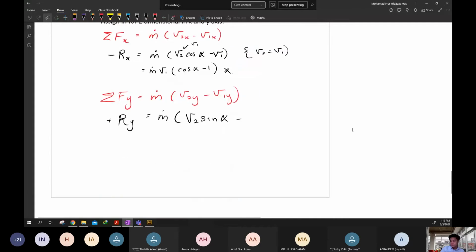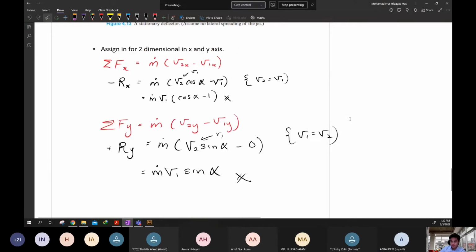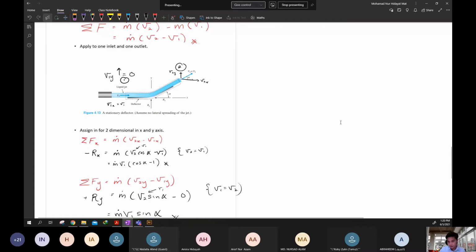So we know already V1 equal to V2, so we can replace V2 with V1. So finally, the mass flow rate times V1 sin alpha. That is the reaction force for the y component. So this is the momentum equation for two dimensions applied to the stationary deflector. Okay, that's it. So far, do you have any question pertaining to this equation?